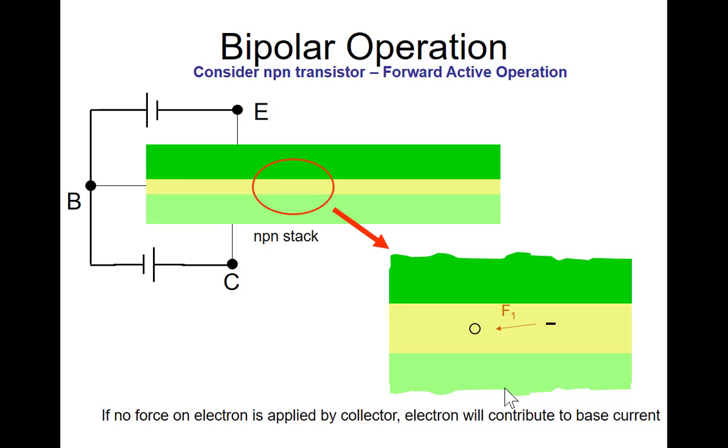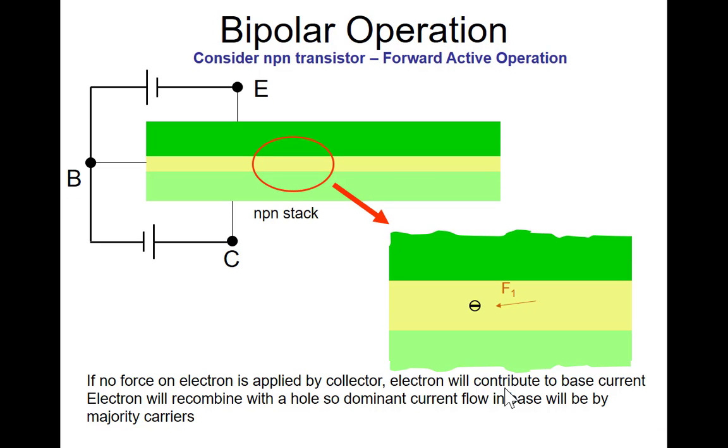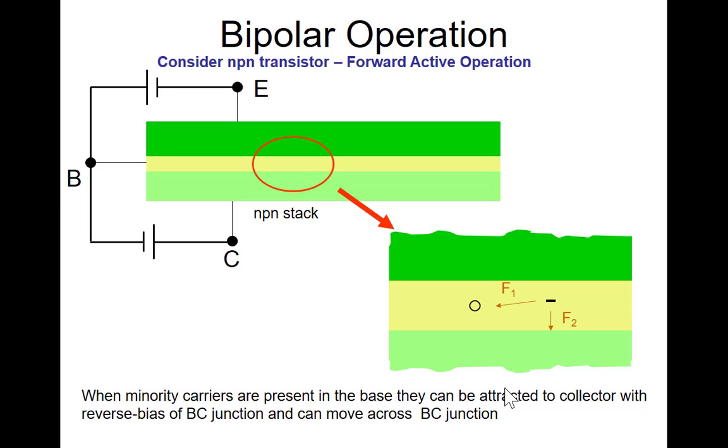If we look at this region here and expand it, this electron appears in the base region. Of course, a lot of them will appear. And there's a force to have it recombine with a hole and exit to the left on this drawing as base current, right? But we said there was also a force applied by the voltage on the collector to have it come across this reverse bias junction and contribute to collector current.